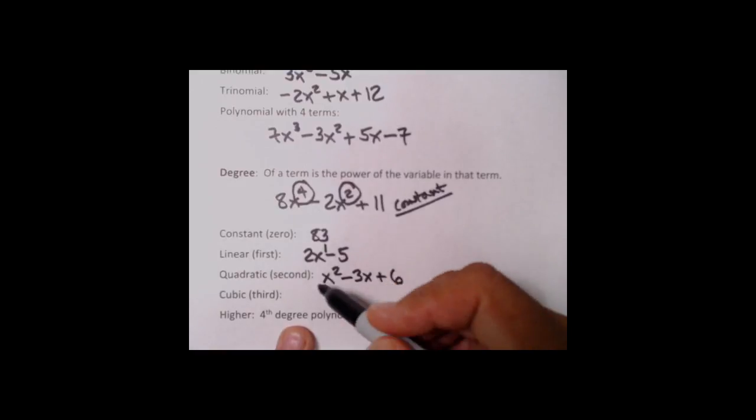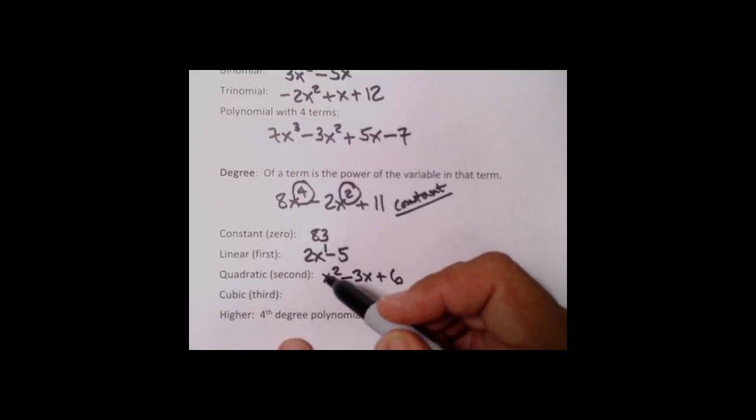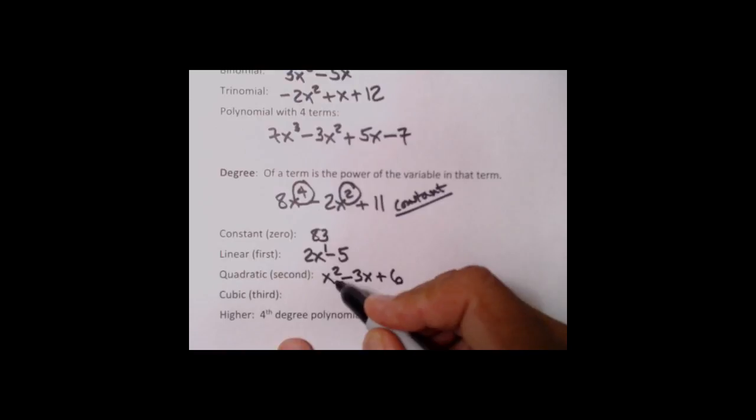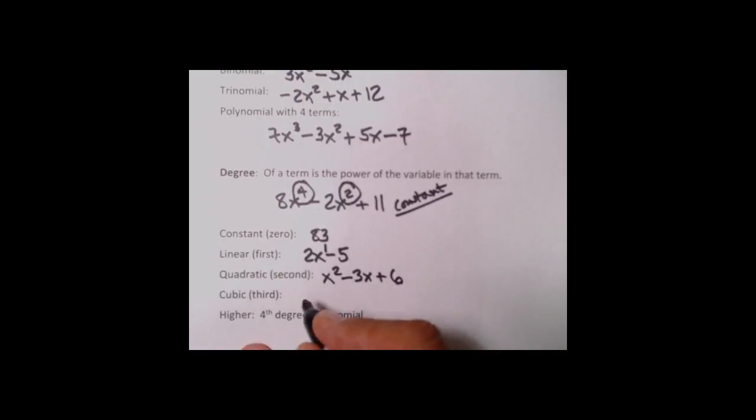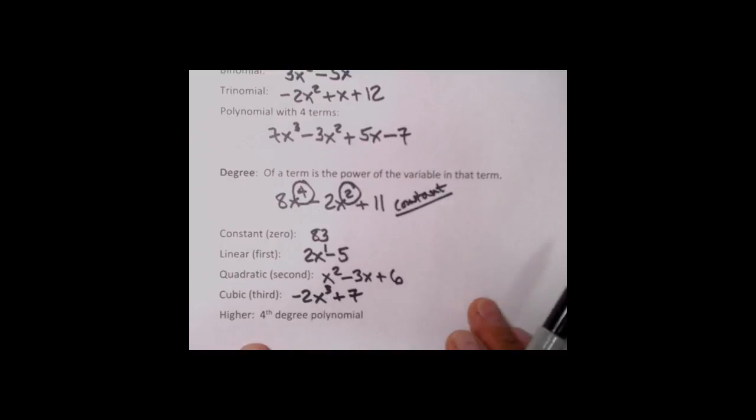So when you're naming the degree of a polynomial, the whole thing, you look for the highest degree of any of the terms. Now, cubic, of course, better have somebody that's being cubed. So negative 2x cubed plus 7. Okay, well, here we go. The degree of this term is 3. This is a constant, so this is the highest. And so we would say this is a cubic polynomial.